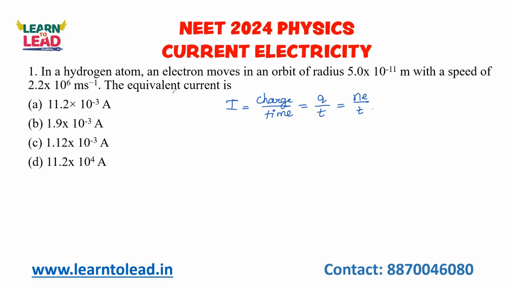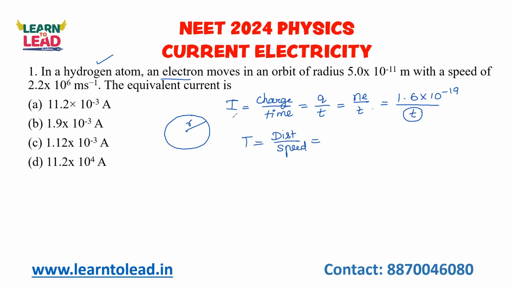In this question, they have taken a hydrogen atom and it has an electron. So, the value of N is 1. So, the charge of an electron is 1.6 into 10 to the power minus 19 divided by time taken. Now, we need to find the value of time taken. To calculate this time taken value, they have given two values, right? In a hydrogen atom, an electron is revolving around a circular orbit of radius 5 into 10 to the power minus 11, and the speed is given. We know the basic formula for time is distance by speed.